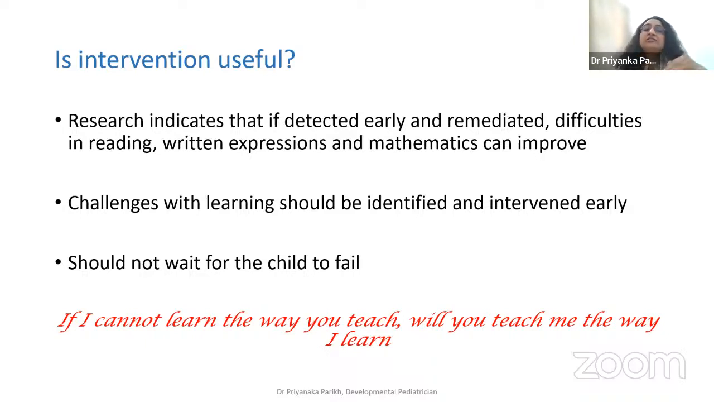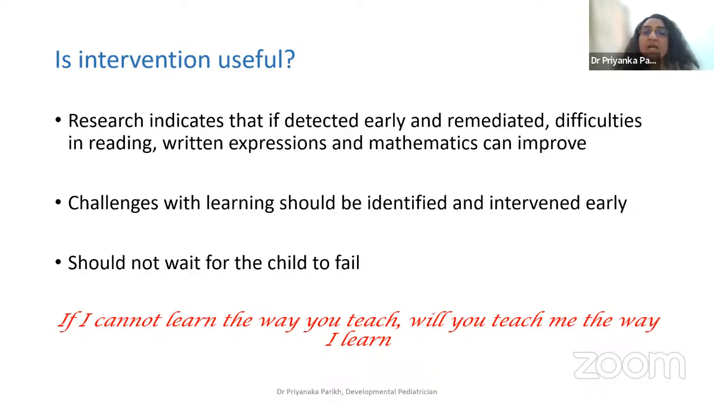And it is a different way of teaching compared to the regular classroom instruction. So what we say is that the child says, if I cannot learn the way you teach, will you teach me the way I learn? So that is what we need to do. What is important is that we need to identify the challenges with learning early and intervene early, and we should not wait for the child to fail. The wait-to-fail model is not something we should look at.